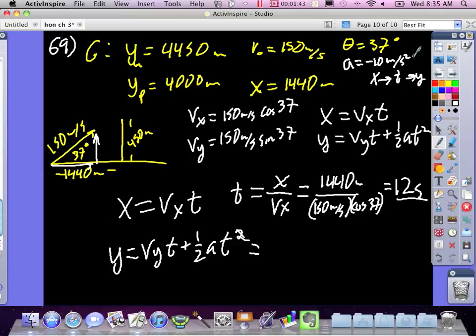Okay, so now I just plug everything in. I get 150 times the sine of 37 times 12 plus negative, what is it, 5 times 12 squared. So what do you get when you do all that?